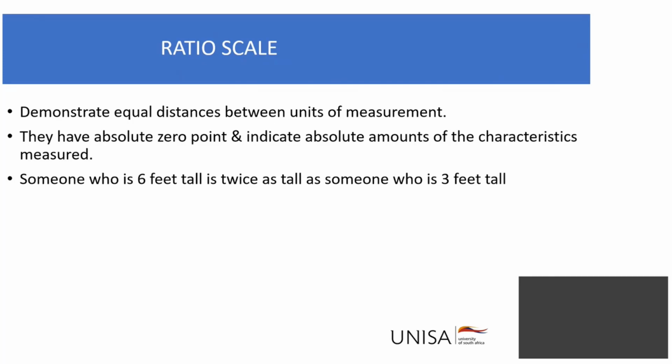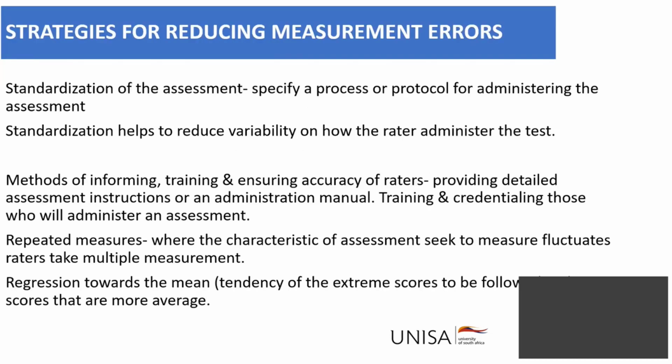The ratio scale, for example, also demonstrates equal distances between units of measurement. Again, it has an absolute 0 point and indicates absolute amounts of the characteristic measured. For example, someone who's 6 feet tall is twice as tall as someone who is 3 feet tall. Those are the ratio scales that can be used. So again, when you do your questionnaire, you look at it to say, is it the ratio measurement, the interval measurement, or the ordinal measurement? If I've got 100 rands, I'm better off than somebody with 50 rands, because there's a difference between 100 and 50.